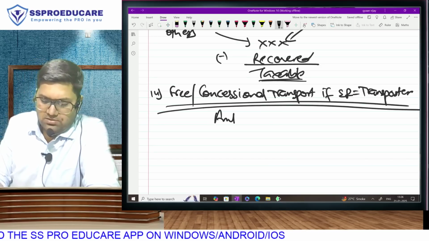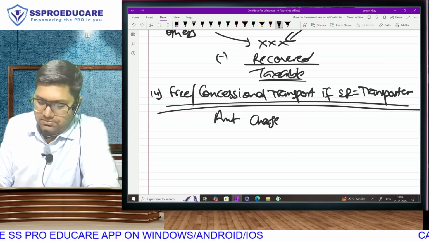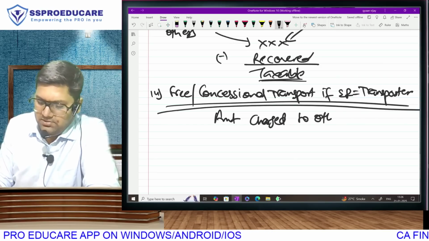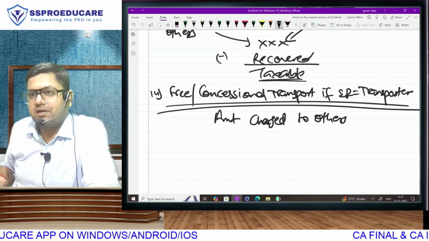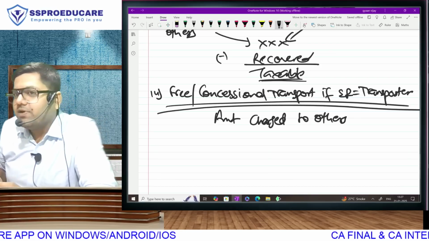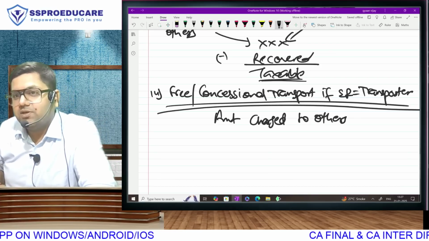Amount charged to others. Make sense? So my grandfather did not purchase the ticket, but other people purchased that same ticket. So all those who get offended every time I say government employees enjoy life, enjoy life.